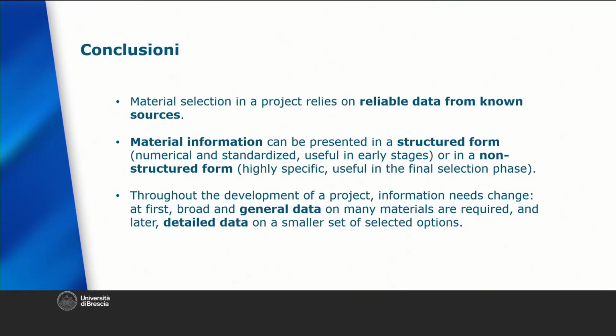In this lesson, we learned that material selection in a project is based on reliable data with a known origin. Material information can be presented in a structured, numerical, and uniform form, useful in the initial stages, or in an unstructured, very specific form, useful in the final stages of selection. During the development of a project, information needs change. Initially, you need general data on many materials, and later, detailed data on the few that have been selected. It's essential to know how to find and properly evaluate material data, which can be found in printed manuals or digital databases, and to pay proper attention to sources found online.